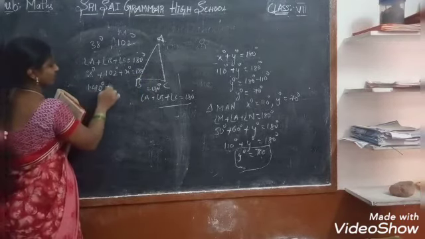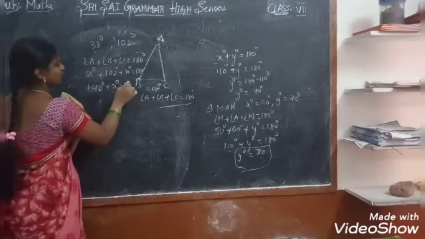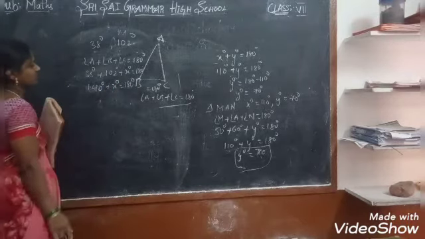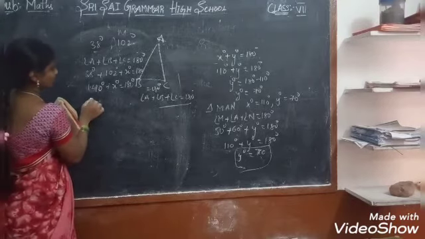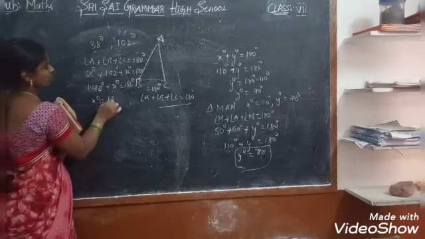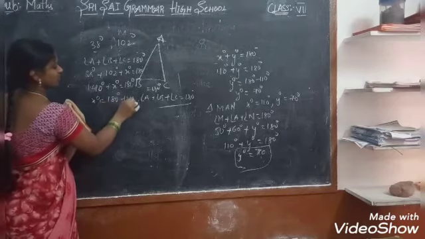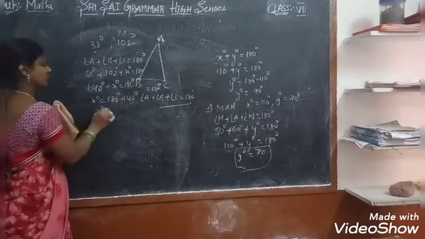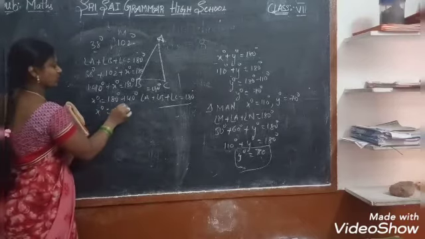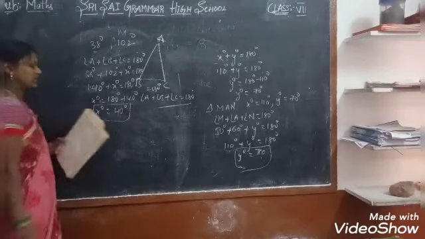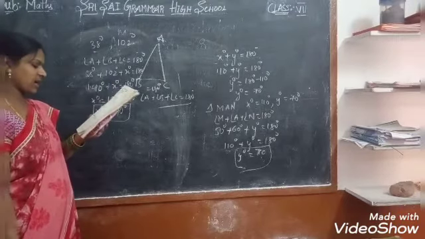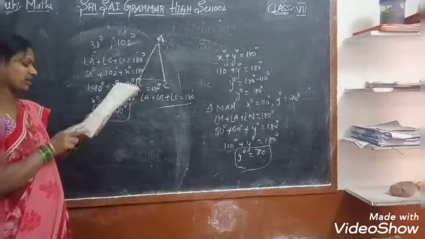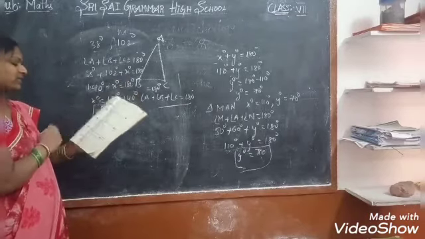140 degrees plus x degrees is equal to 180 degrees. X degrees is equal to 180 degrees minus 140 degrees. X degrees is equal to 40 degrees. The other angle is equal to 40 degrees. Understood? By using the sum of angles, we are going to find the third angle.